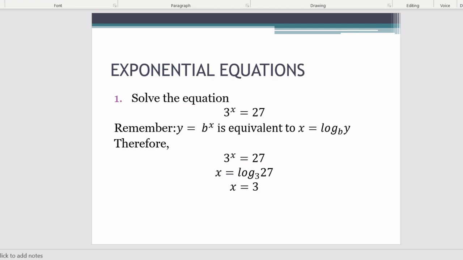So exponential equations. Let's say, for example, you are to solve this equation here: 3 raised to x is equal to 27. Remember that y equals b raised to x is equivalent to x equals log b of y. So this is equivalent to x equals log base 3 of 27, since your b is 3 and your y is 27. Therefore, you can get x as 3 by inputting this in your calculator.